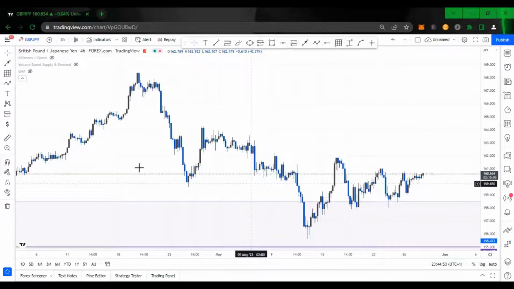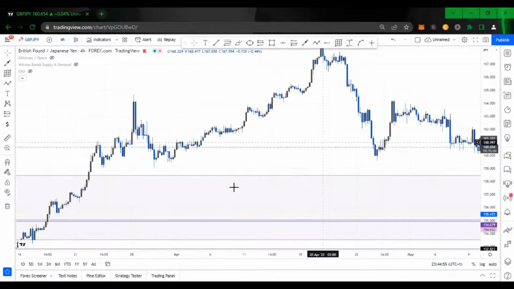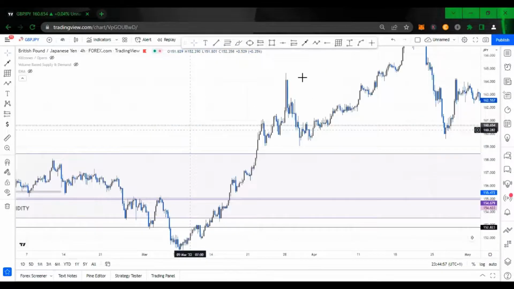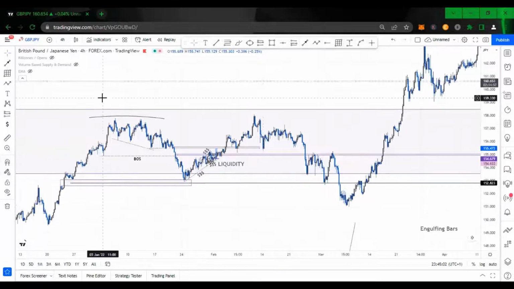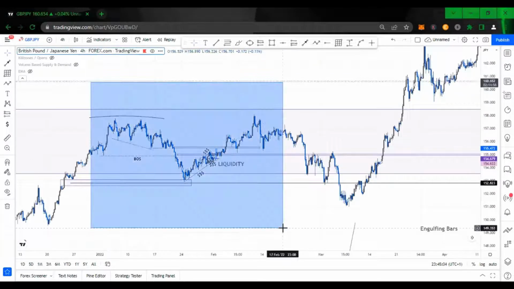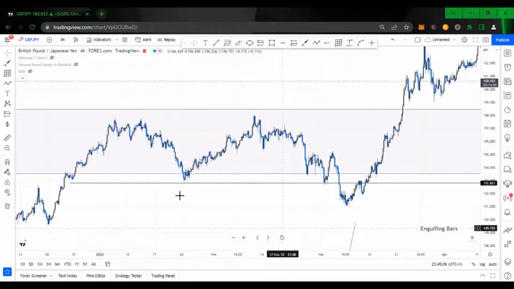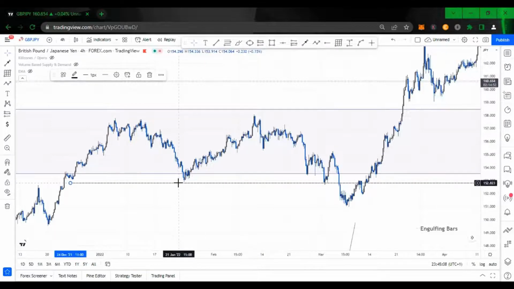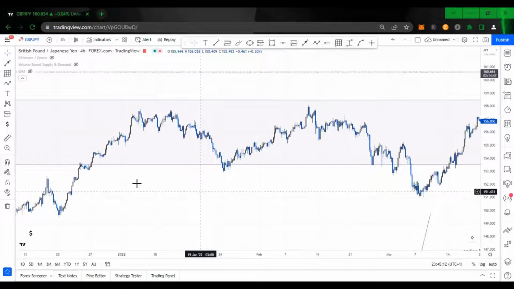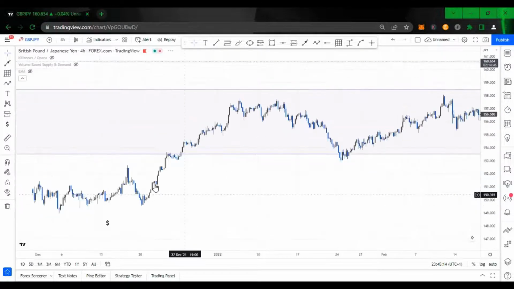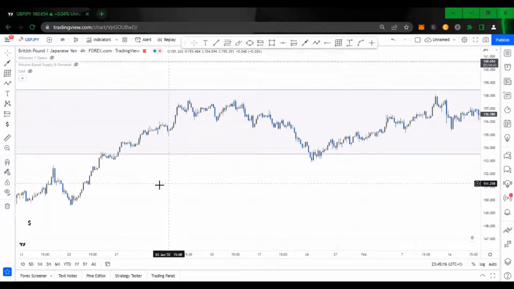As you can see, I'm on the 4-hour time frame. I want to look for areas where the market created order blocks and actually took those order blocks very seriously. So here we have, now look at this. The market created an order block here, right here. You can see this order block. That's an engulfing bar right there.